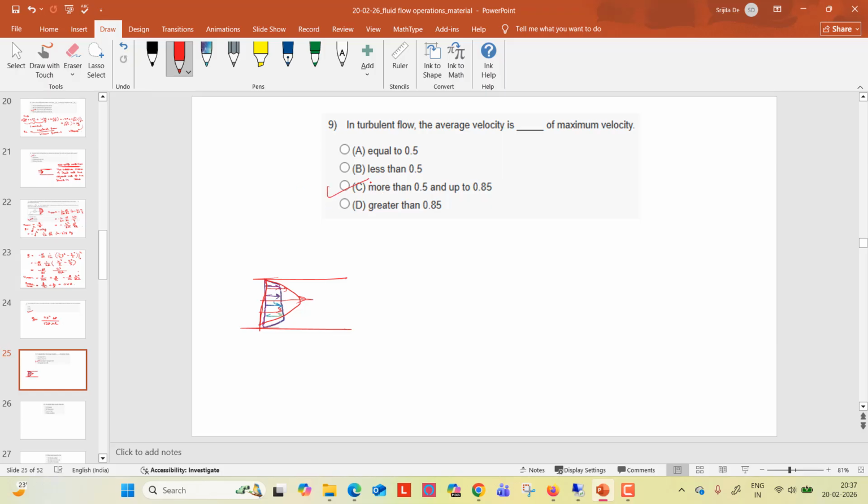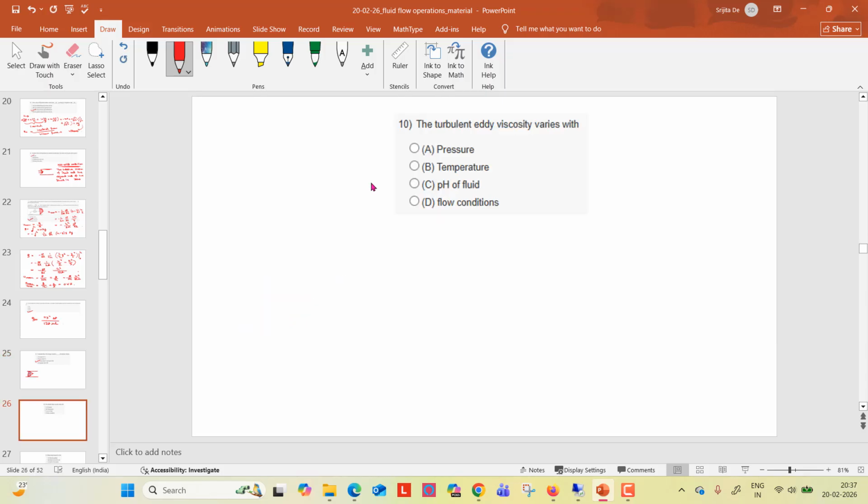Next, the turbulent eddy viscosity varies with pressure, temperature, pH of fluid and flow condition. So eddy viscosity will obviously depend on the flow conditions. Okay. So it is option D.